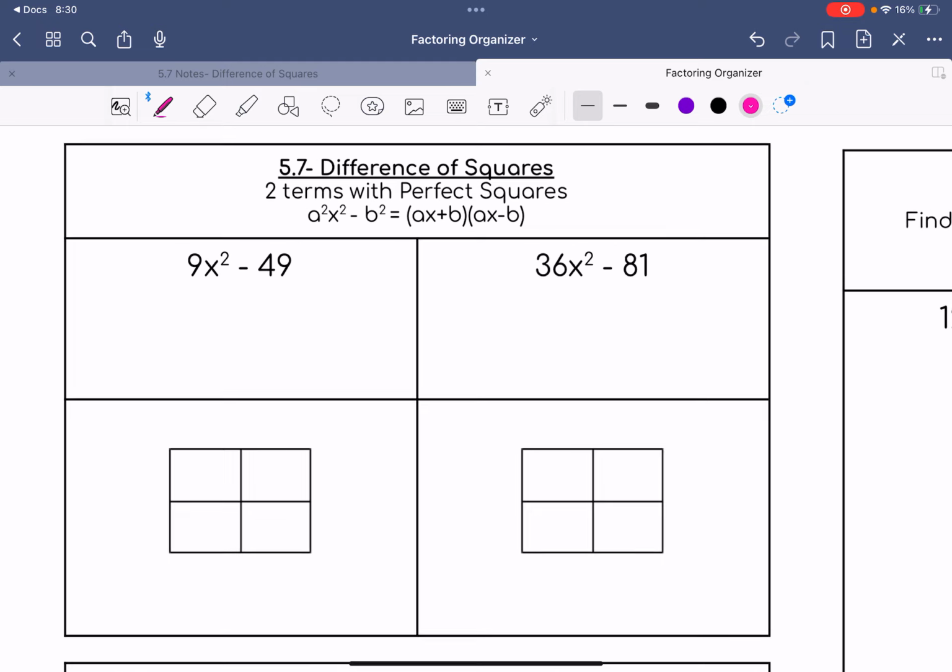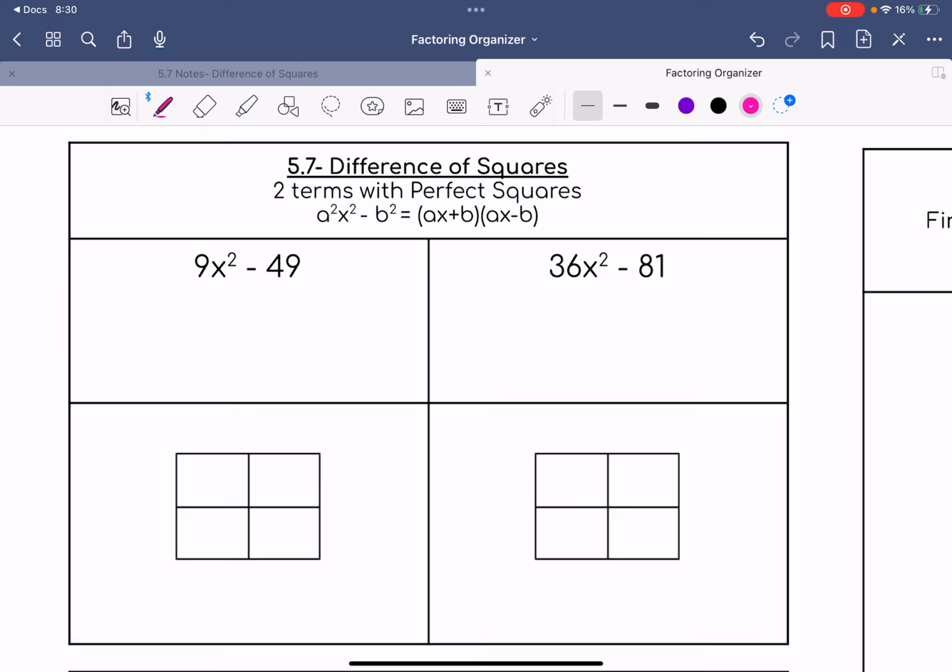Okay, moving on to 5.7. Excuse me. 5.7 is difference of squares. Difference of squares tells us that if we have two perfect squares and we are subtracting them, then our factored form is going to be one of those perfect squares plus the other, and then that same perfect square minus the other. So on our first example, we've got 9x squared minus 49.